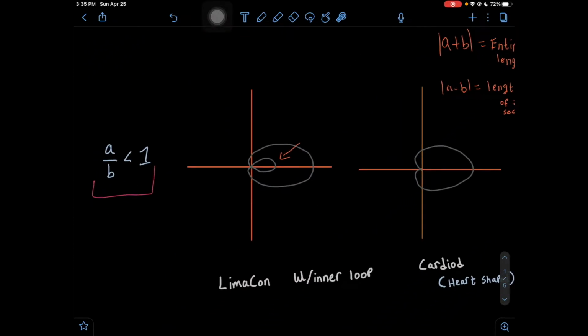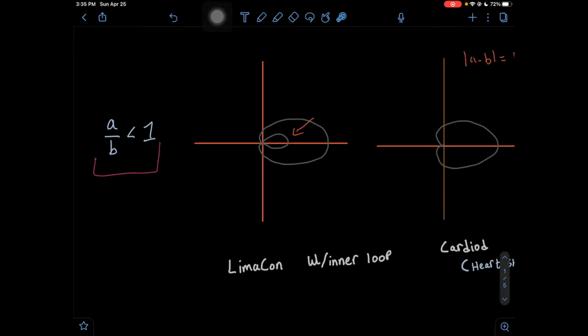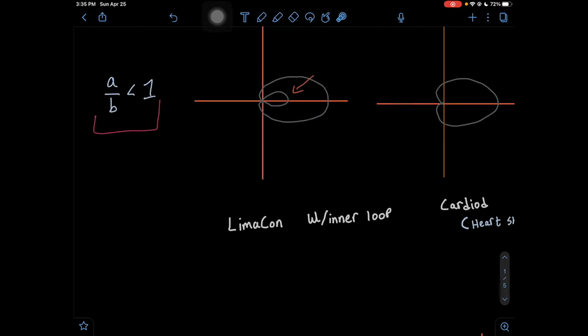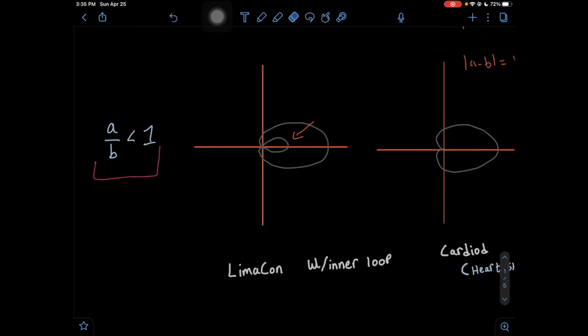Let's go ahead and look at a Limaçon with an inner loop. A Limaçon with an inner loop looks something like this, where you can see that we have a Limaçon and then we have a circular inner loop right here. And when you have a Limaçon with an inner loop, a over b, the quotient of that, is going to be less than 1. That's how you know you have this type of Limaçon. Let's go ahead and do some practice with that.